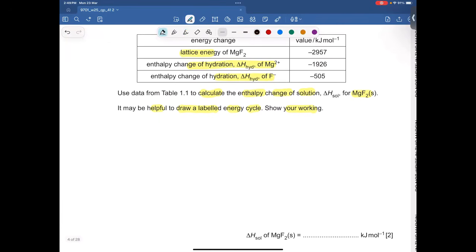So, I've told you in the class that first of all, we need to make the standard enthalpy change of solution, in which 1 mole of ionic solid is dissolved in a large amount of water to give aqueous cation.